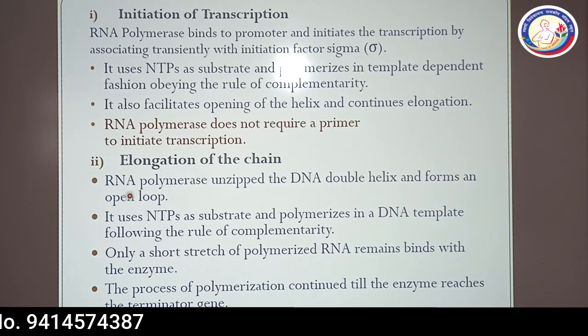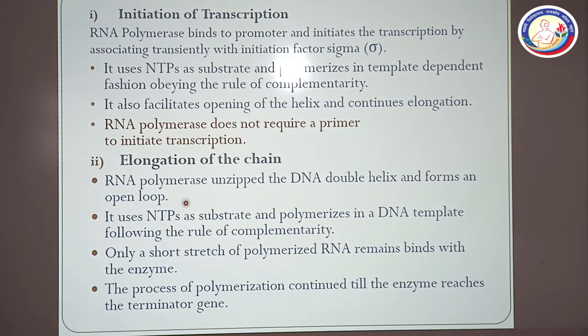Elongation of the chain: RNA polymerase unzips the DNA double helix and forms an open loop. It uses NTPs as substrate and polymerizes on a DNA template following the rule of complementarity. Only a short stretch of polymerized RNA remains bound with the enzyme, and the process of polymerization continues till the enzyme reaches the terminator gene.